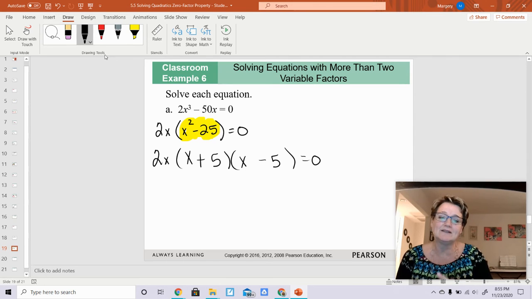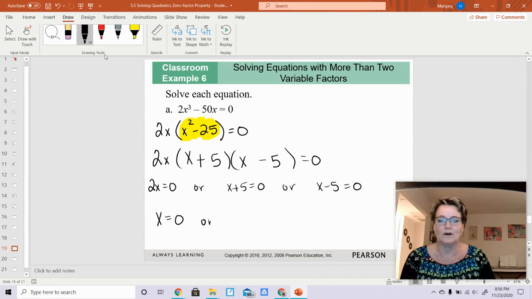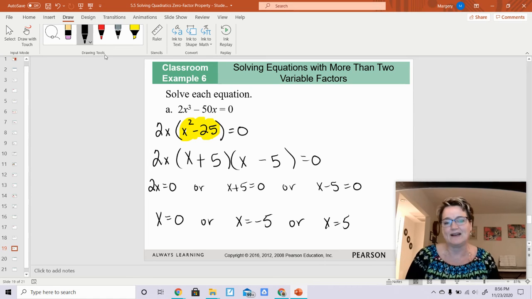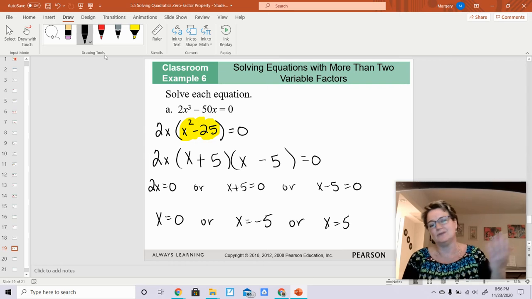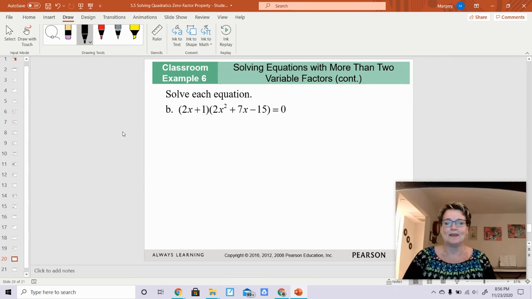Now, because you have to solve this, you have to set all three of them equal to 0. So 2x equals 0, or x plus 5 equals 0, or x minus 5 equals 0. And now you just solve them all. The first one's going to be 0, or x equals -5, or x equals 5. Remember, you just add 5 to both sides here. You subtract 5 from here, and you divide everything by 2, but 0 divided by 2 is just 0. So you have 3 answers for that one. All right, let's go to the next one.